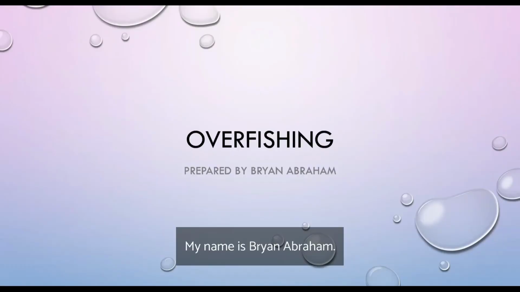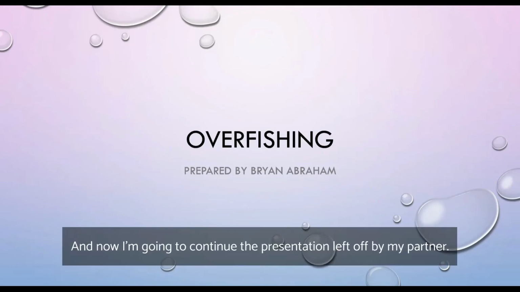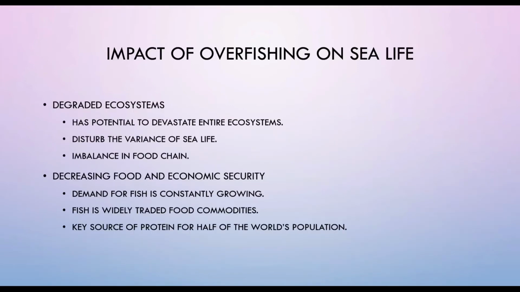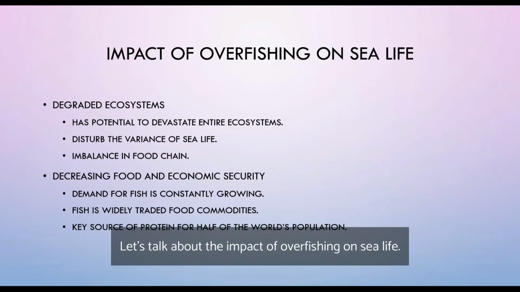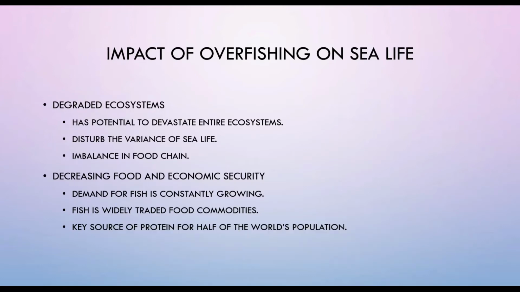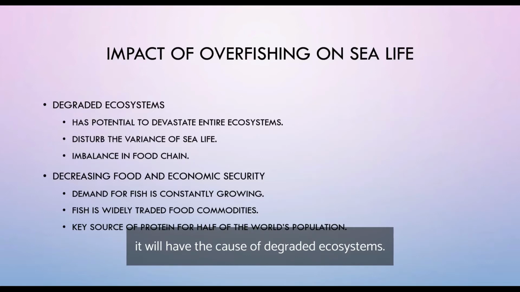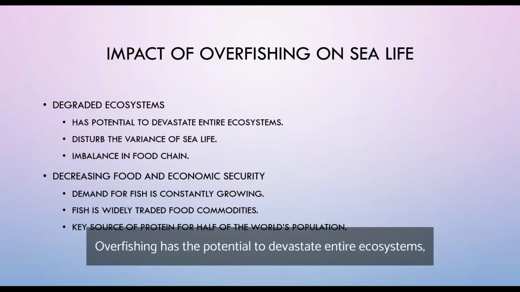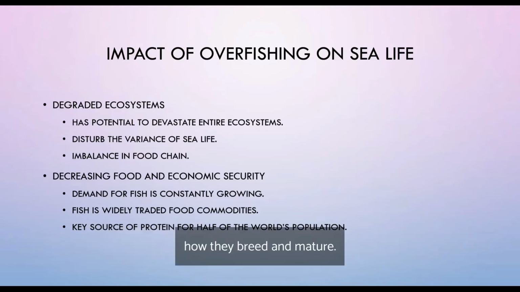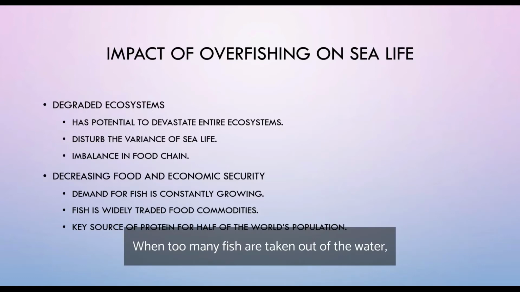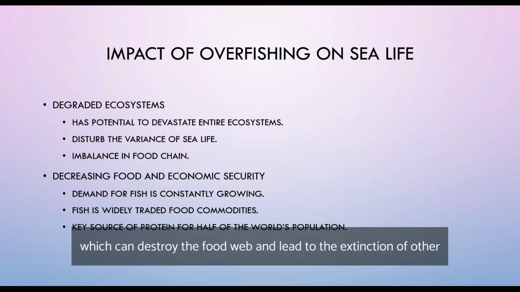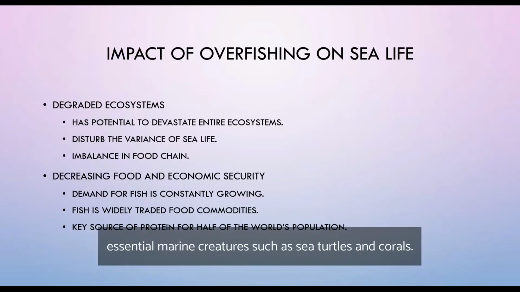Hello everyone, my name is Brian Abraham, and now I'm going to continue the presentation left off by my partner. Let's talk about the impact of overfishing on sea life. Firstly, degraded ecosystems. Overfishing has the potential to devastate entire ecosystems. It has the potential to alter the size of remaining fish as well as how they breed and mature. When too many fish are taken out of the water, it produces an imbalance in the food chain, which can destroy the food web and lead to the extinction of other essential marine creatures such as sea turtles and corals.